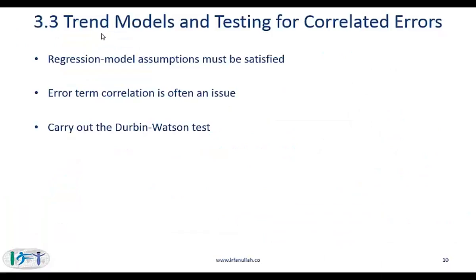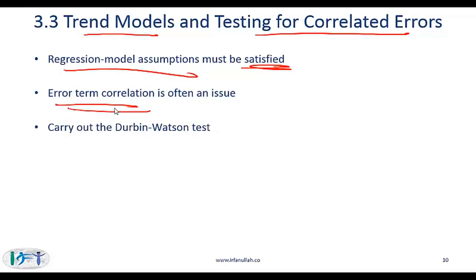The next section is brief but important from a testability perspective. Trend models and testing for correlated errors. As we've said several times, whenever you do a regression, be it a time series or a basic trend model, the way we've set it up, the regression model assumptions must be satisfied. If they are not satisfied, then we have an issue. The most common sort of issue that we have with trend models is that there is a correlation between error terms. If you have a situation where this issue is not obvious, then what do you do?